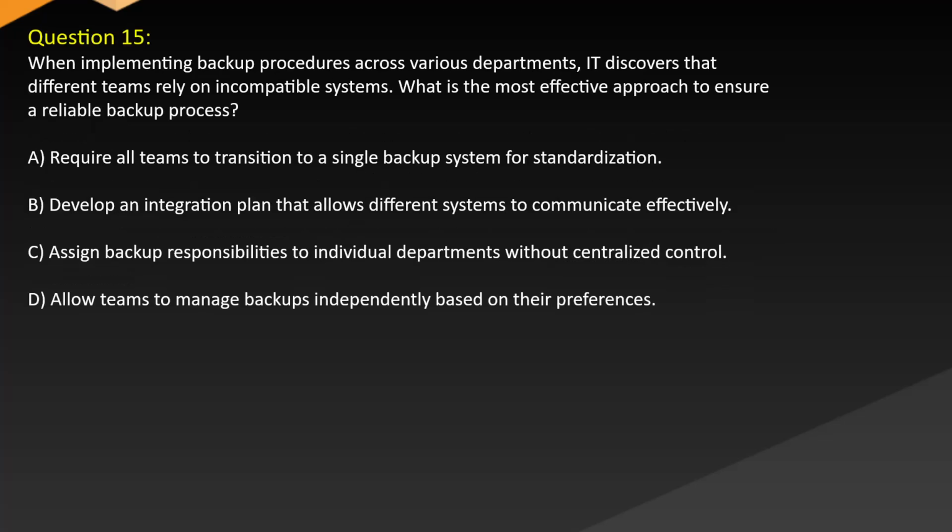Question 15. When implementing backup procedures across various departments, it discovers that different teams rely on incompatible systems. What is the most effective approach to ensure a reliable backup process? A. Require all teams to transition to a single backup system for standardization. B. Develop an integration plan that allows different systems to communicate effectively. C. Assign backup responsibilities to individual departments without centralized control. D. Allow teams to manage backups independently based on their preferences.